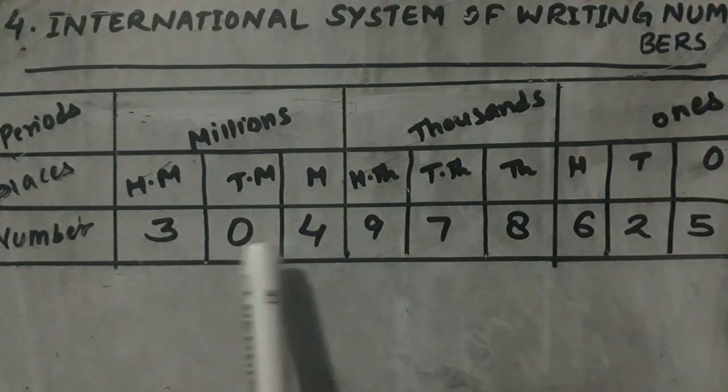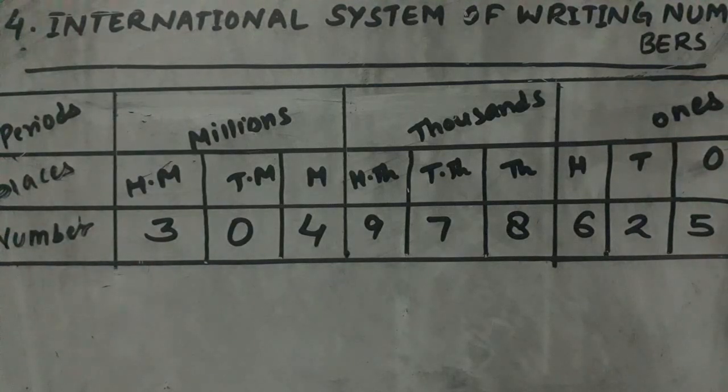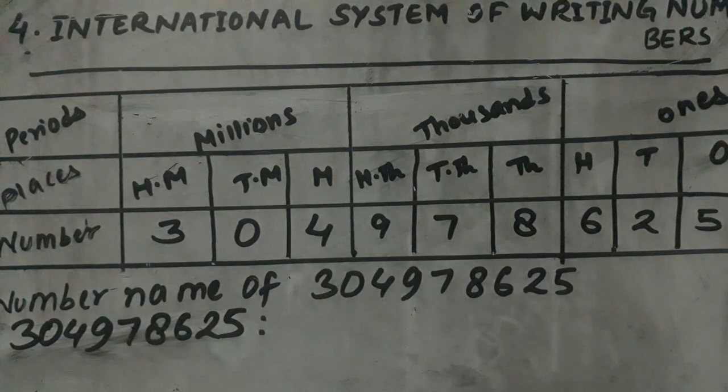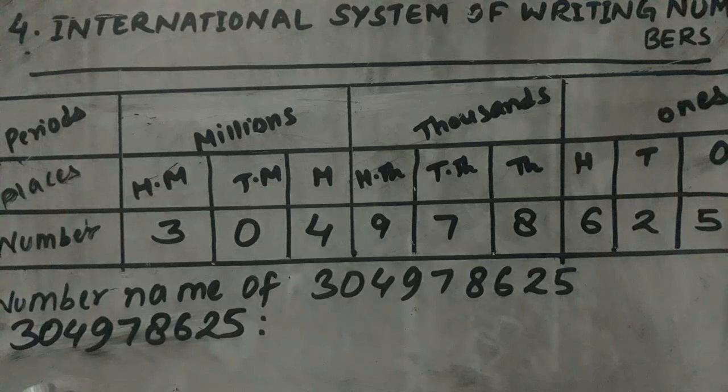So students, if we are to write the number name of this number according to the international system, how could we write it? Let's understand it. Here we are going to write the number name of 304978625. As I have already told you, writing the number name is always based on the period and the places.